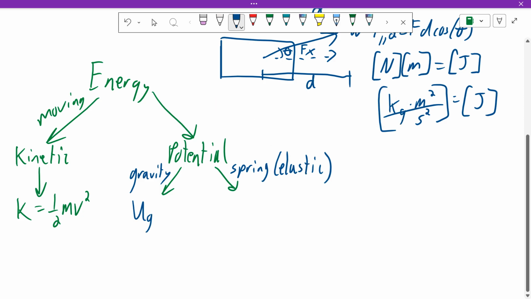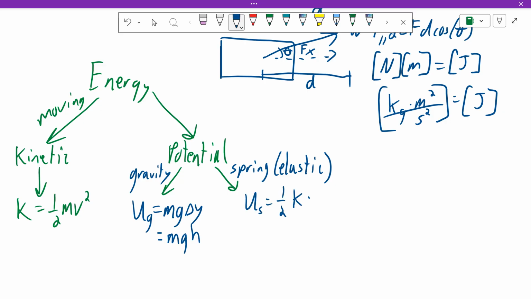U sub G, U is potential, sub G is the gravity, is equal to mg delta y, where they put delta y as your vertical change. Sometimes I'll just call it mgh, it kind of depends on what information they give, what they call the variables. For a spring, U sub S is equal to 1/2 kx squared.